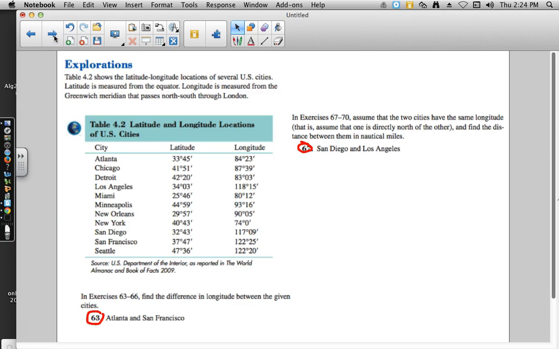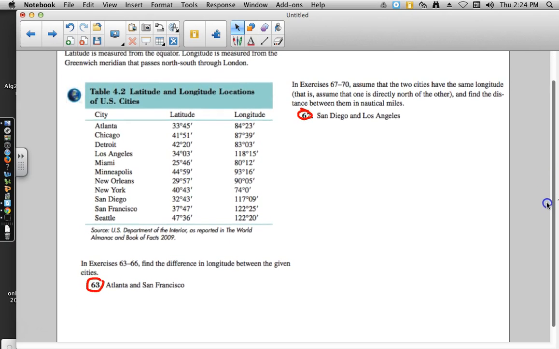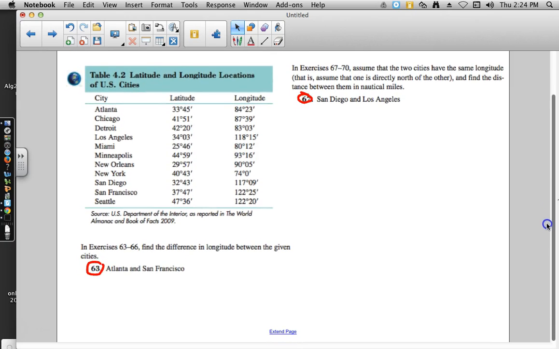Then, number 63. Table 4.2 shows the latitude and longitude locations of several U.S. cities. Latitude is measured from the equator. Longitude is measured from the Greenwich meridian that passes north-south through London. So 63 wants us to figure out the difference in longitude between Atlanta and San Francisco.